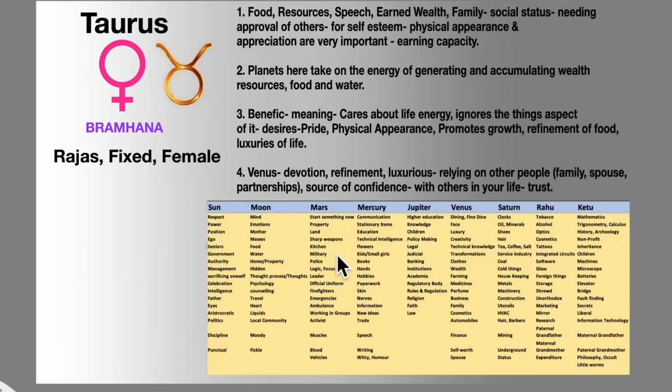Or you would even consider cooking skills as your resource, because Mars stands for kitchen. It stands for cooking, cutting things with a knife. Mars is a weapon. You see what I'm saying? So it can consider your logic and your focus, for example, as a sense of resource, especially if Mars is falling in the 3rd house in Taurus.